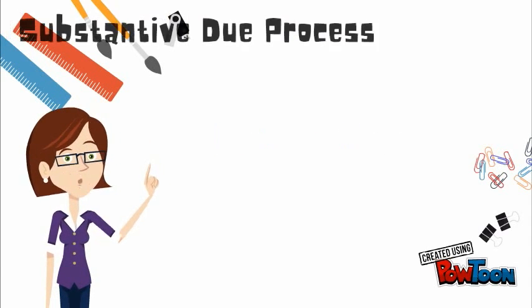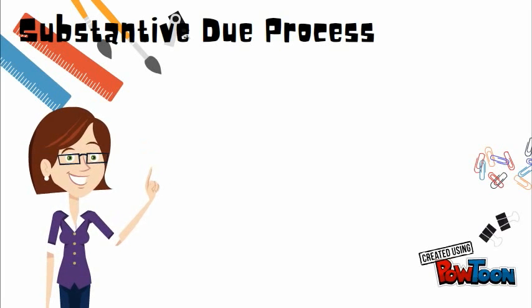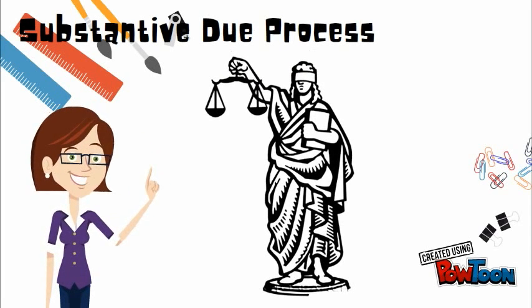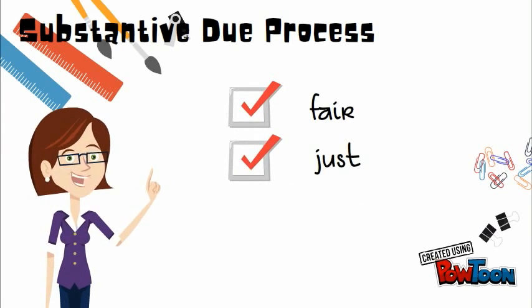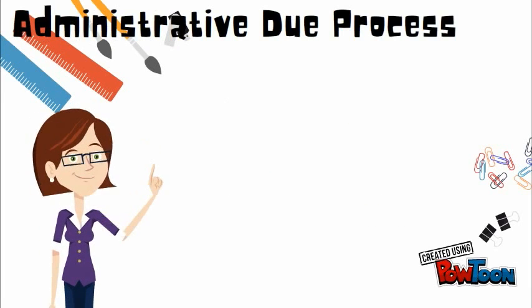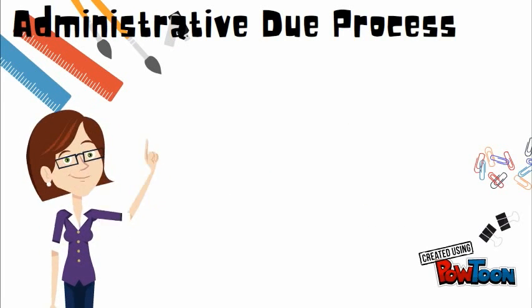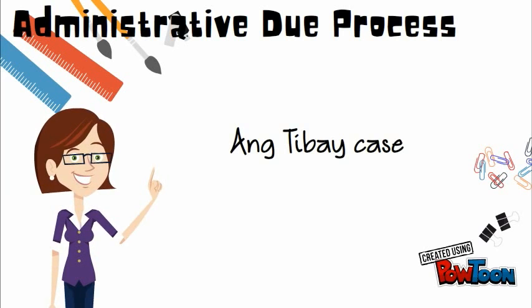Second, substantive due process. This refers to the law itself, to the application of the appropriate law in a certain case. Law must be fair, just, and reasonable. Third, administrative due process. The Ang Tibay case provides requisites for administrative due process.